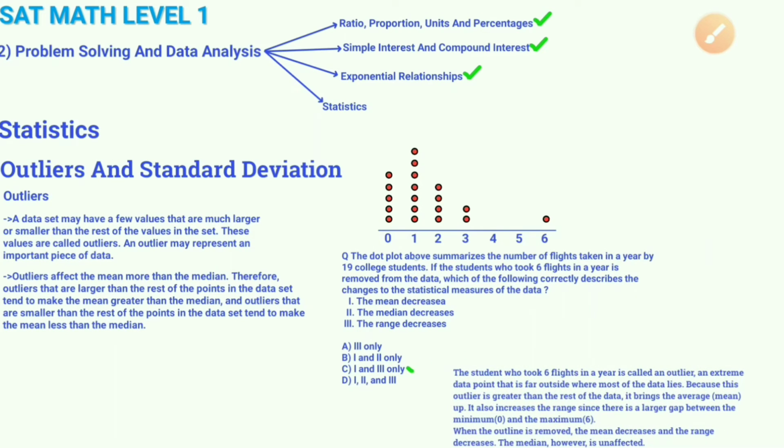The student who took 6 flights in a year is called an outlier, an extreme data point that is far outside where most of the data lies. Because this outlier is greater than the rest of the data, it brings the average mean up. It also increases the range since there is a larger gap between the minimum and the maximum. When the outlier is removed, the mean decreases and the range decreases. The median, however, is unaffected.